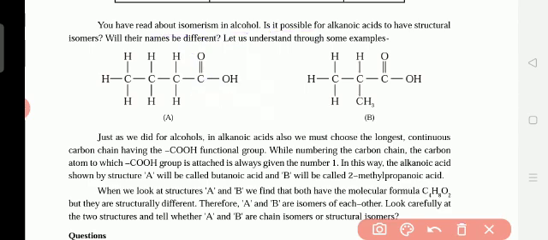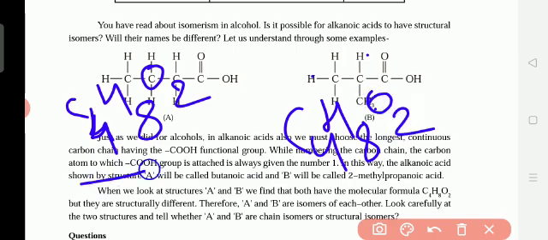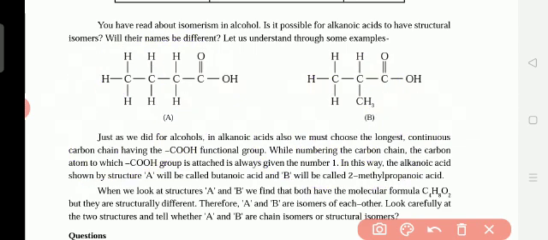Understand? See how many carbons are there? 1 2 3 4. 4 carbons are there. Hydrogens 1 2 3 4 5 6 7 8 hydrogens, and 2 oxygens are there. Okay, and here also you see how many carbons? 1 2 3 4, and 8 hydrogens, and O2. Okay, now you see molecular formula is same. Okay, but the structure is different.